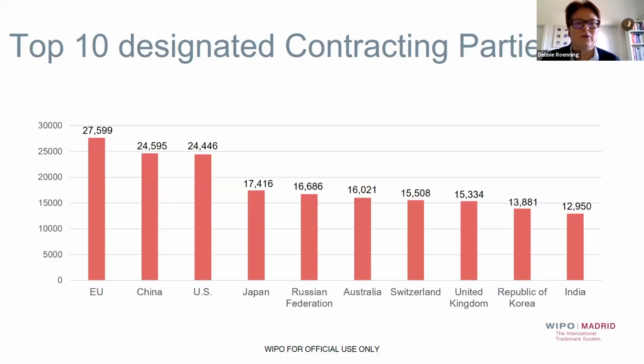If we're looking at where they seek protection, this is the other side of the coin. This is the list of the top 10 designated contracting parties. And on top of the list, we have the EU, followed by China, US, Japan, Russian Federation, Australia, Switzerland, UK, Republic of Korea, and India. And on this list, the UK is the only European country that is individually on the list that is also a member of the EU. And this is because of the Brexit. They have been designated quite a lot in recent years.